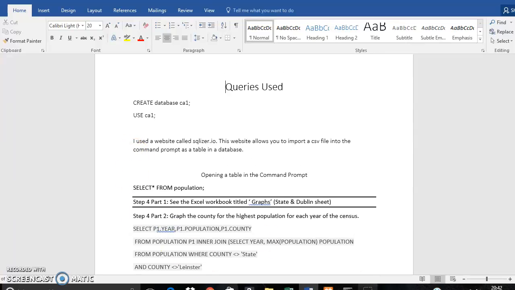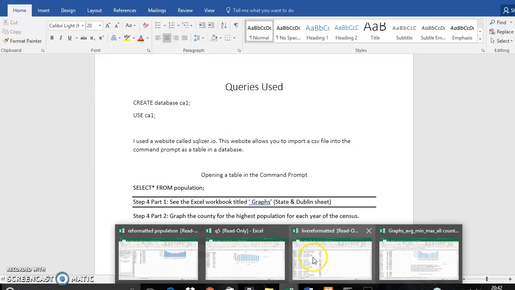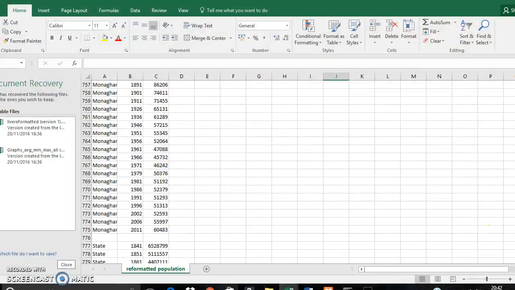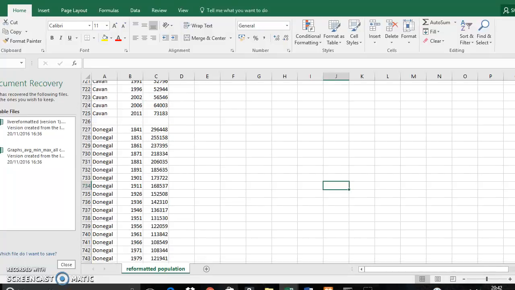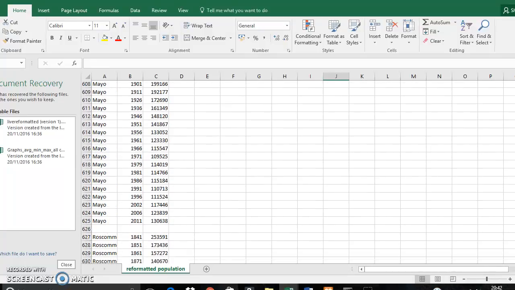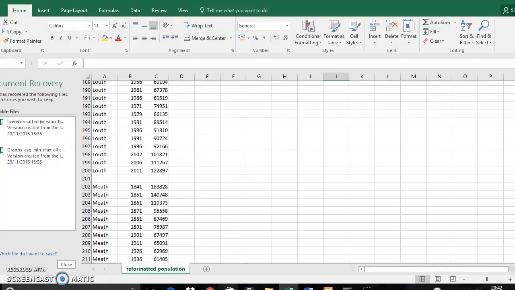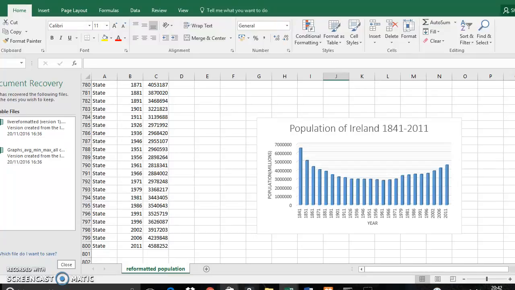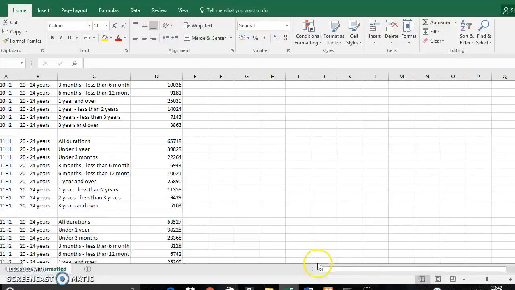Okay, so for my assignment, I reformatted the two tables like so. This is population reformatted. As you can see, there's just all the counties and all the years from 1841 to 2011: Mayo, Waterford, Limerick. I did the provinces there too, because I just didn't want to leave them out just in case.